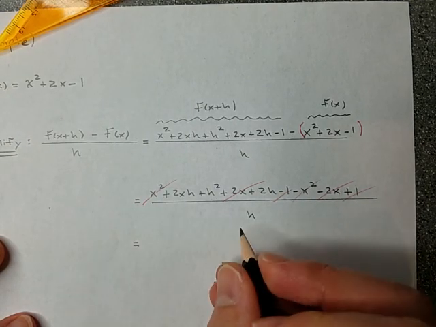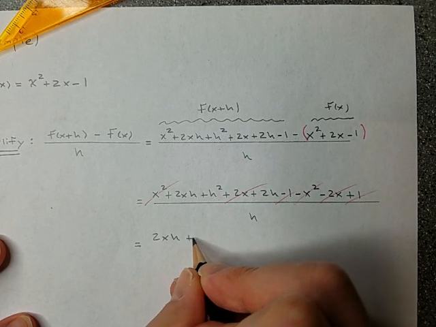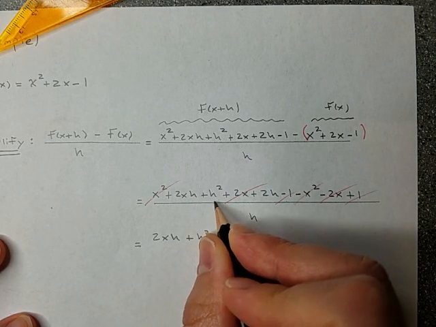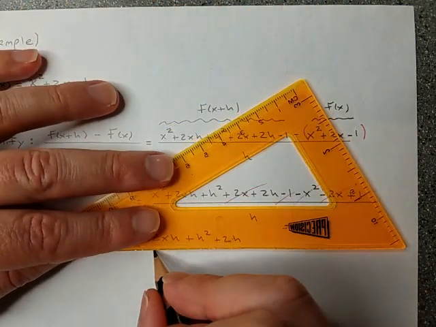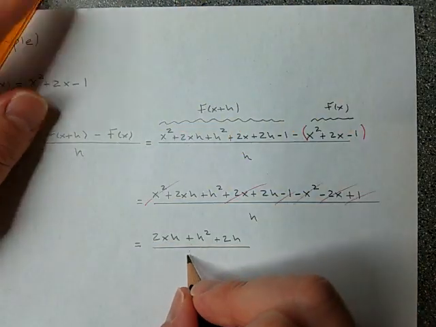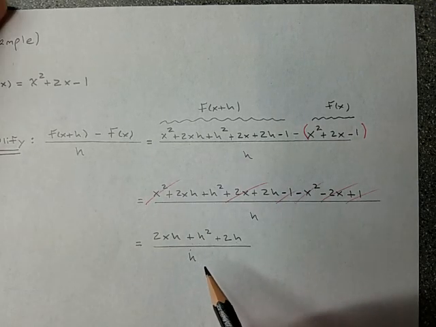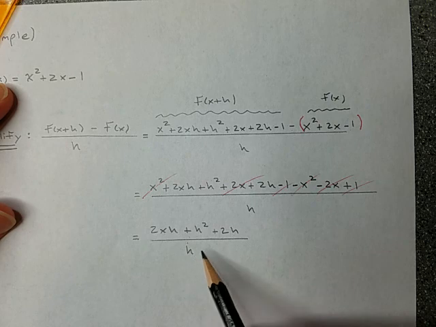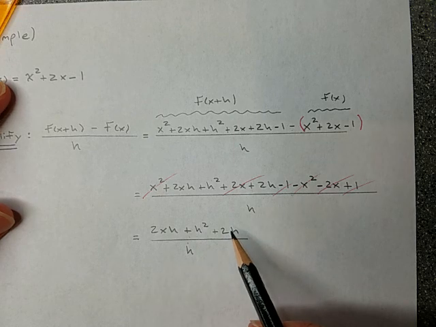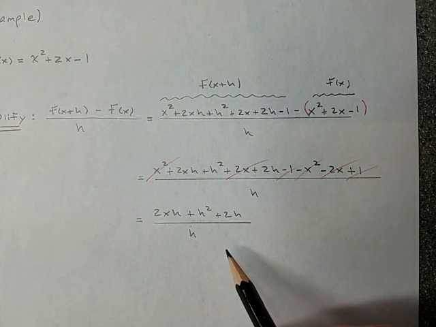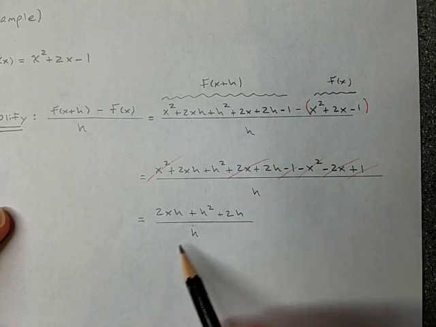What's left? What didn't cancel? 2xh plus h squared plus 2h. That's what didn't cancel. Okay, now what? Here we need to do some more canceling, but it's tempting to think that we can cancel this h with this h. That's tempting, but that would also be wrong. A lot of things in algebra that are wrong are also tempting, all right? So can we just cross those out? No, we cannot just cross those out.